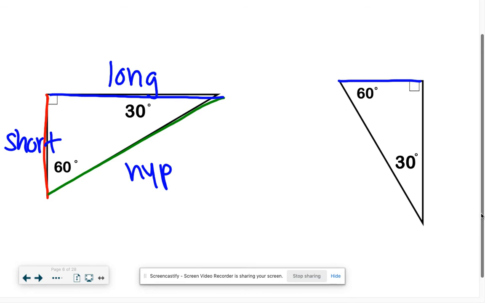Okay, you guys get a head start on this one, and then we'll compare. Or are we just listing the sides? Yep, you're just listing if it's a short, long, or hypotenuse. I see what you did.